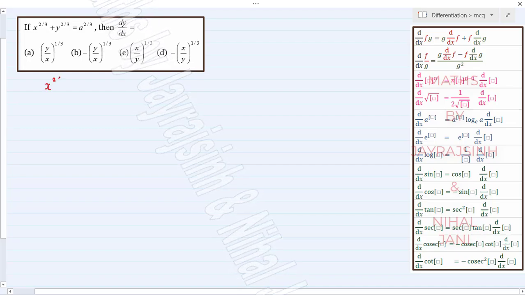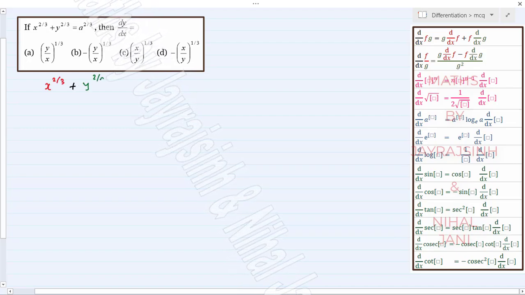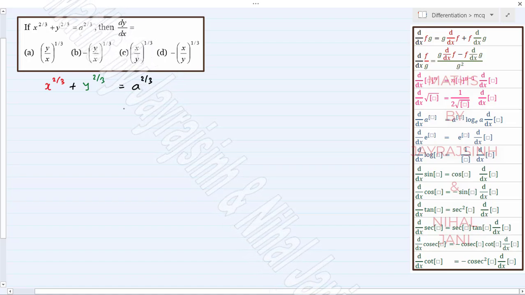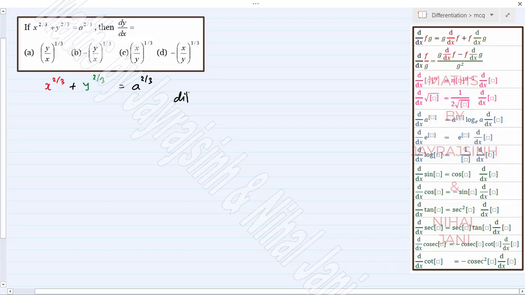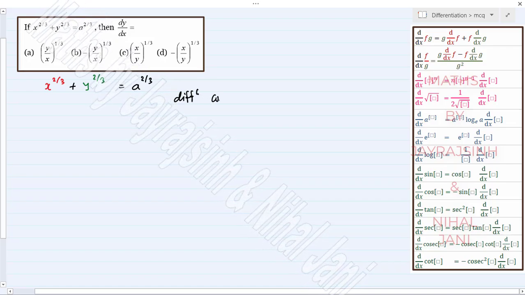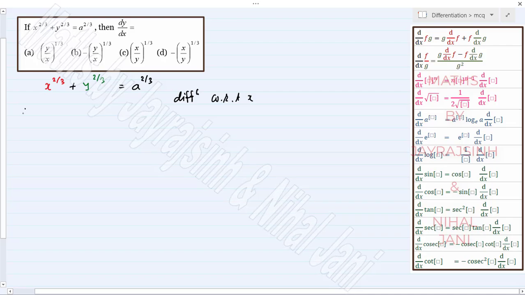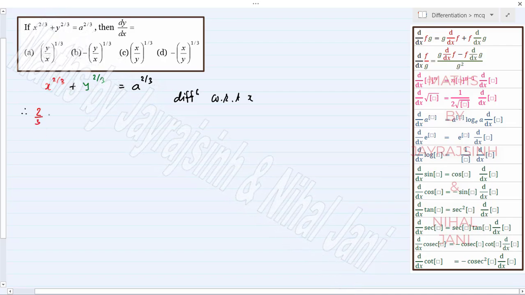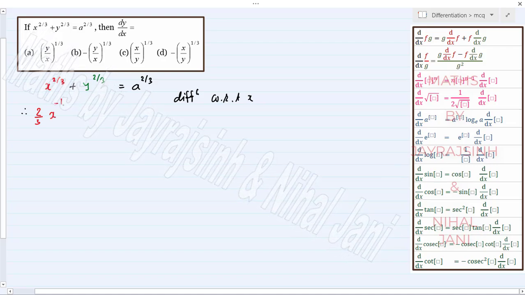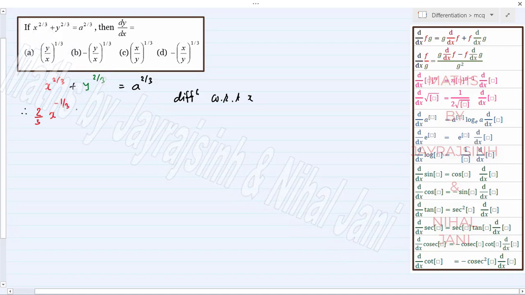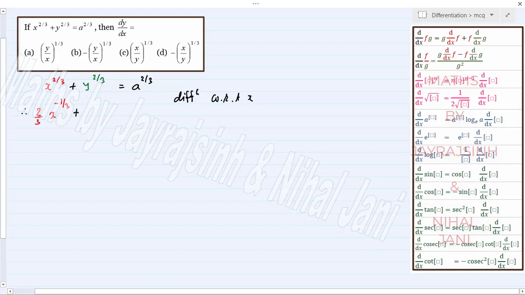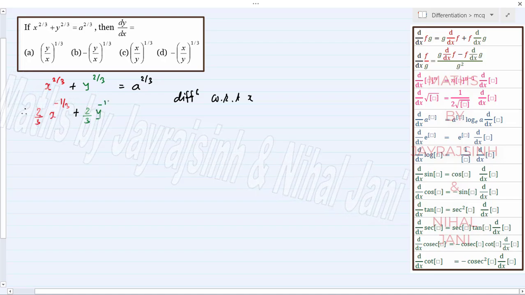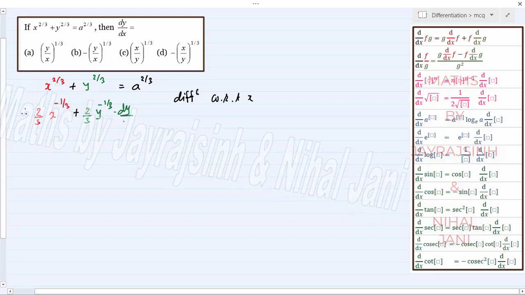If x raised to 2 by 3 plus y raised to 2 by 3 is equal to a raised to 2 by 3, then we have to find out dy by dx. And for that, let's differentiate our equation with respect to x. So differentiation of x raised to 2 by 3 will be 2 by 3 x raised to 2 by 3 minus 1, or we can say minus 1 by 3, plus differentiation of y raised to 2 by 3 will be 2 by 3 y raised to minus 1 by 3 into dy by dx.